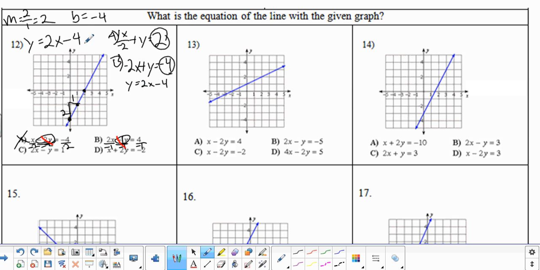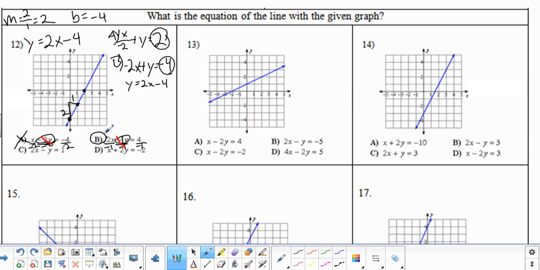-4, and hey, that's a match. So answer choice B is the correct one. Now, if choice B was not correct, you would just continue working along with C and D until you got one that was a match.